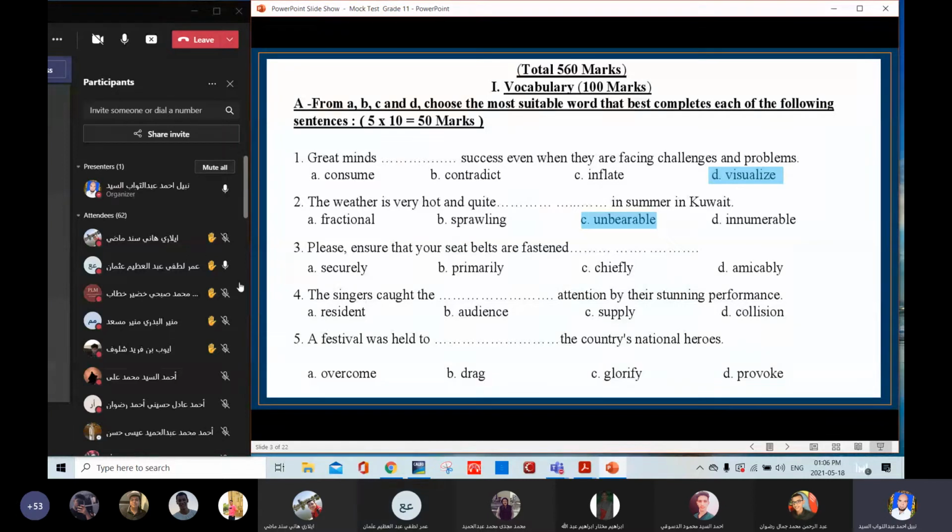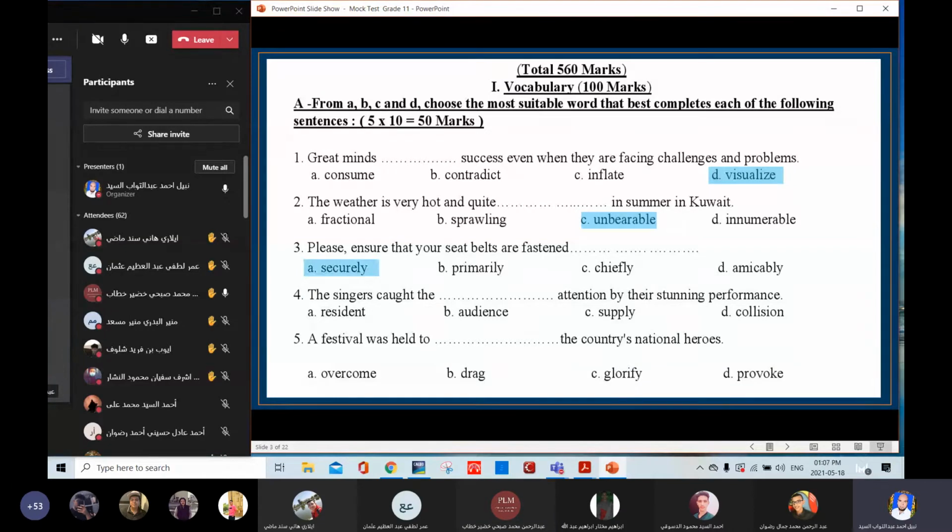Khattab, yes. Please ensure that your seatbelts are fastened. Fastened, the T is silent. Yes. While driving your car, your seatbelt should be fastened what? Yes? Securely. Securely. Thank you so much, Abdurrahman.